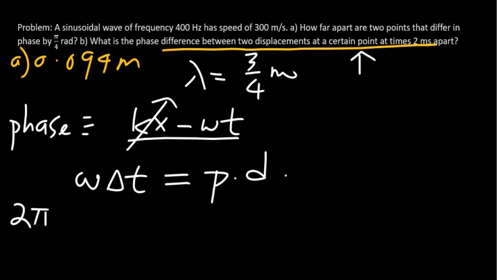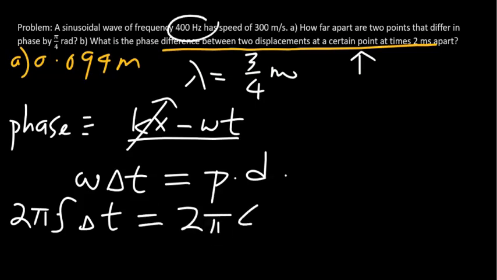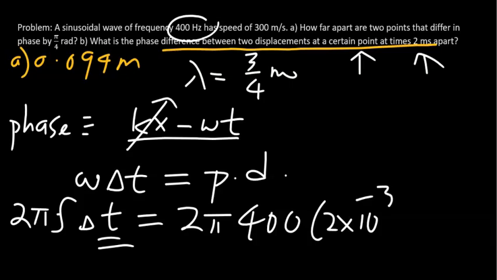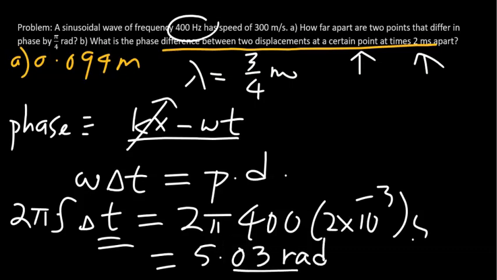Omega is 2 pi f, times delta t. So 2 pi f is 400 Hertz, and delta t is 2 milliseconds, so 2 times 10 to the power minus 3 seconds. And the answer is 5.03 radians. Remember, we are calculating the phase difference, so the answer is expressed in the unit of radians. And that solves the problem.